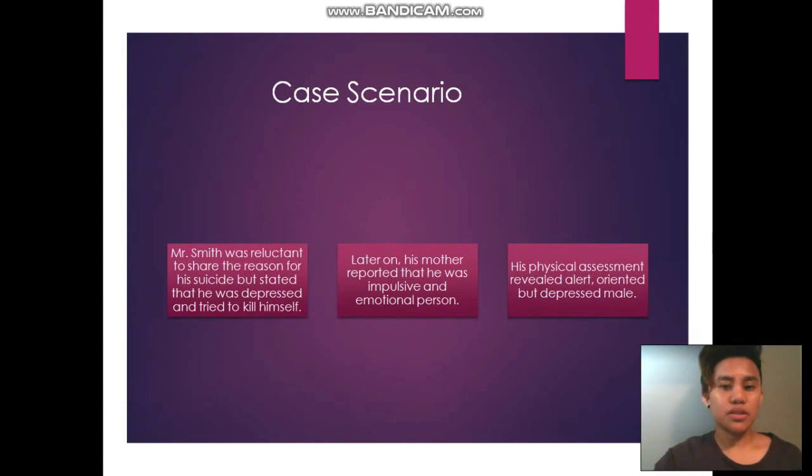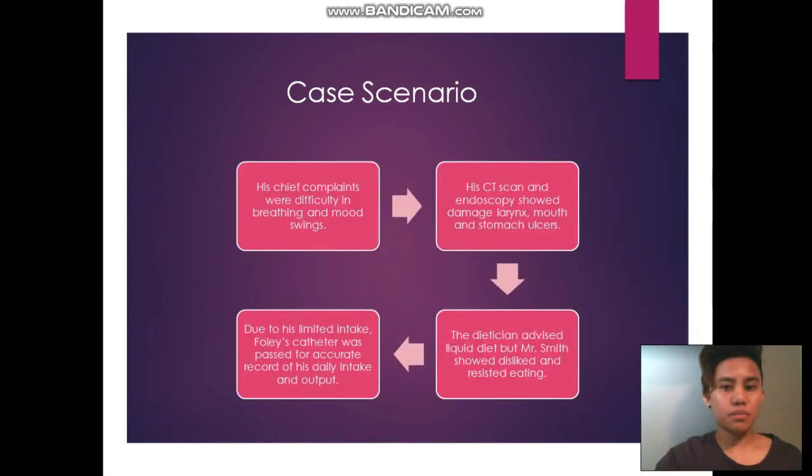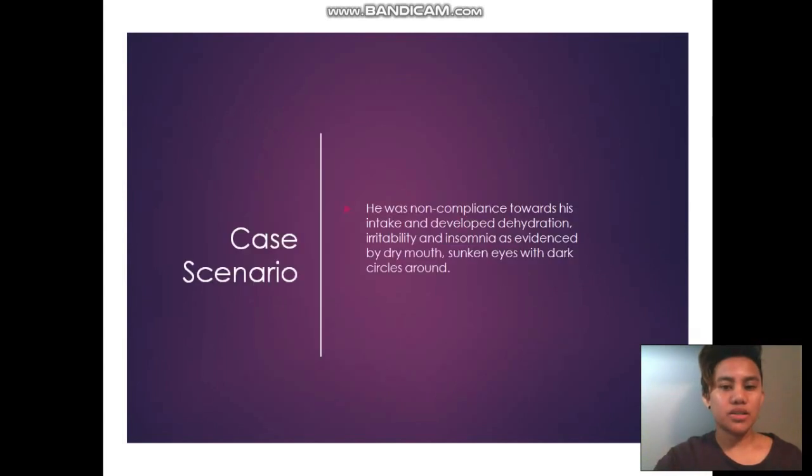Physical assessment revealed an alert and oriented, but depressed male. His chief complaints were difficulty in breathing and mood swings. CT scan and endoscopy showed a damaged larynx, mouth, and stomach ulcers. The dietitian advised a liquid diet. However, Mr. Smith showed dislike and refused to eat. Due to his limited intake, a Foley catheter was initiated for an accurate record of his daily intake and output. His non-compliance with intake resulted in dehydration, irritability, and insomnia, as evidenced by dry mouth and sunken eyes ringed with dark circles.